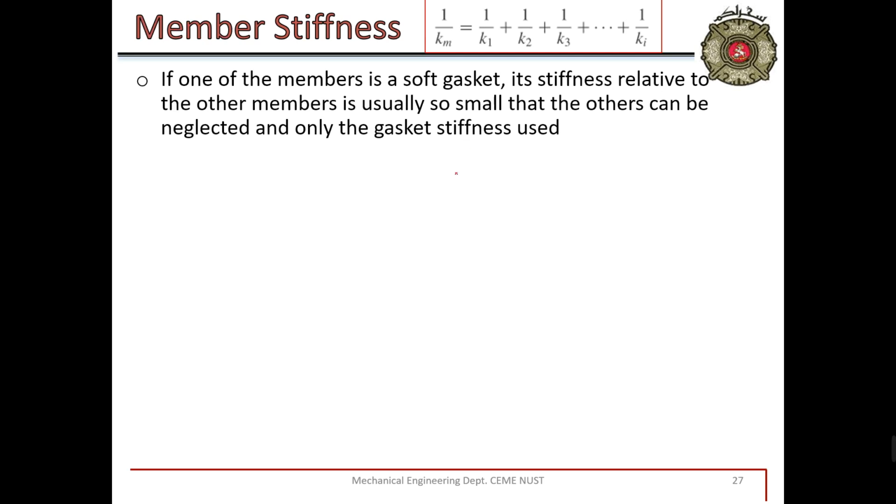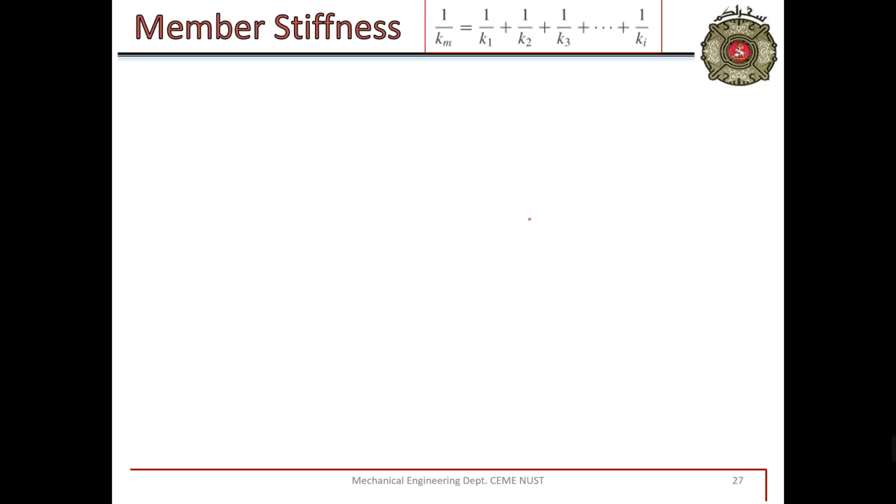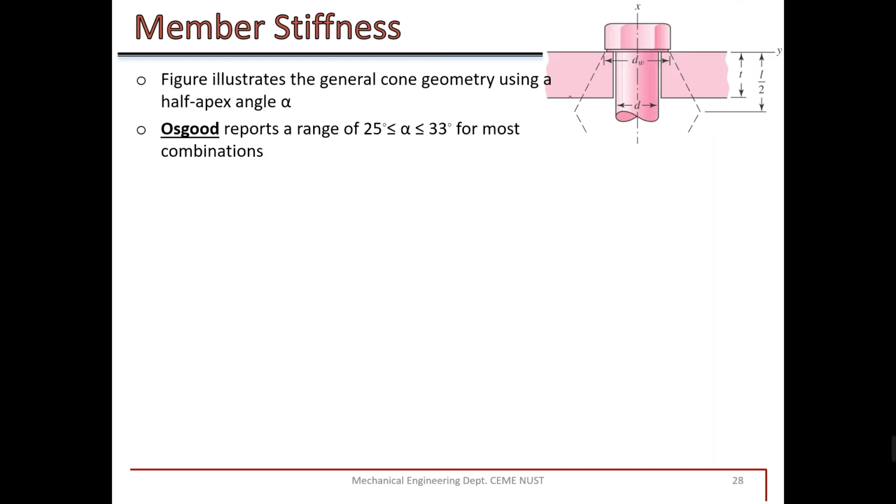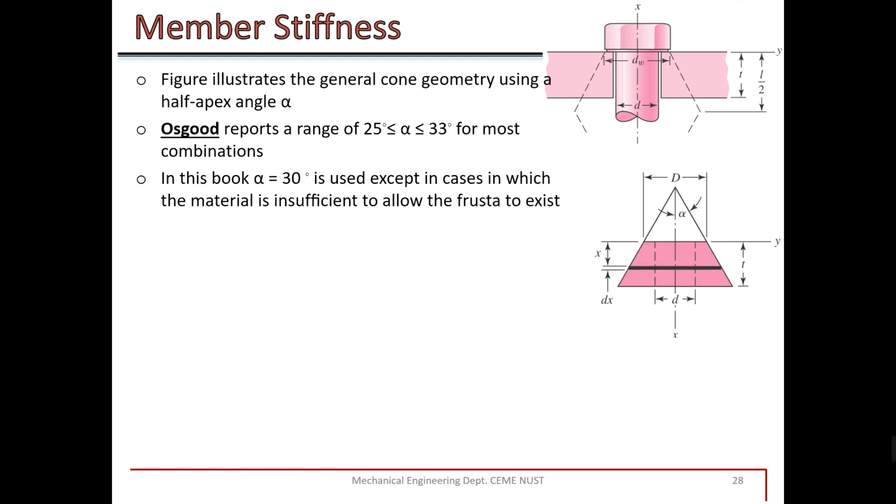Once we calculated the stiffness of the bolt, the next topic was to calculate the stiffness of the members. All the members are in series, so for each member we have to calculate the stiffness. In this case K1, K2, K3, K4 up to Ki, and all the stiffnesses will be added together by this equation, and we will get Km, which is the stiffness of the members. There is a lot of research going on. After this research, they have solved it with a simpler method, which is using frusta 1, 2, 3.